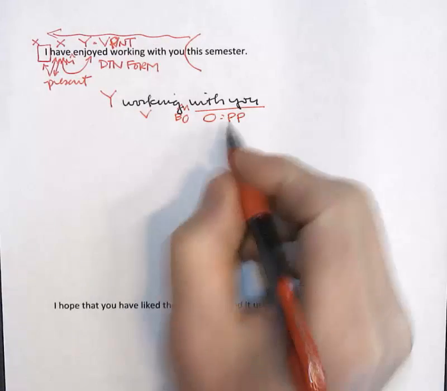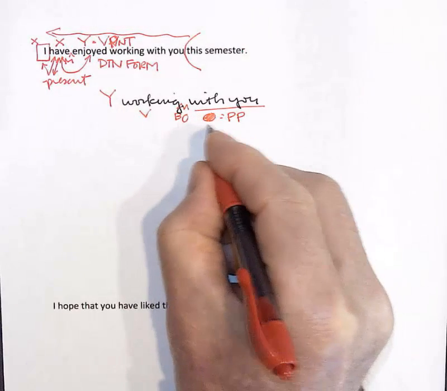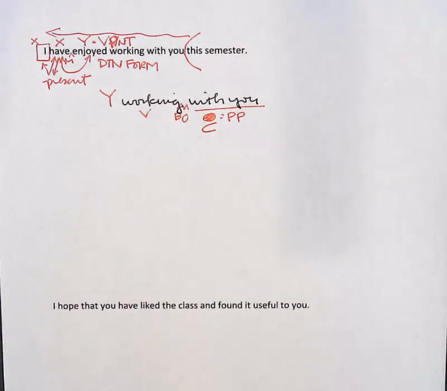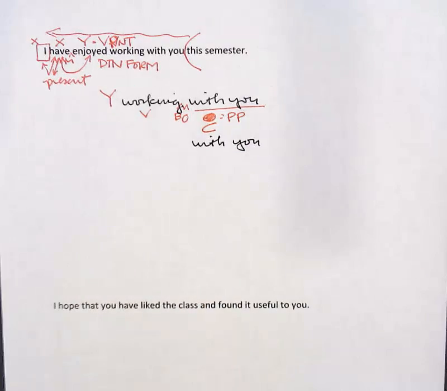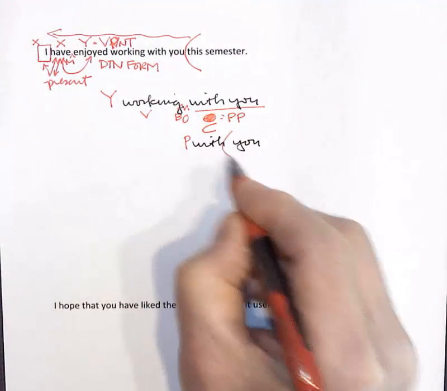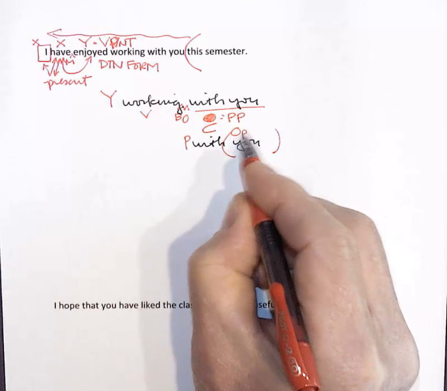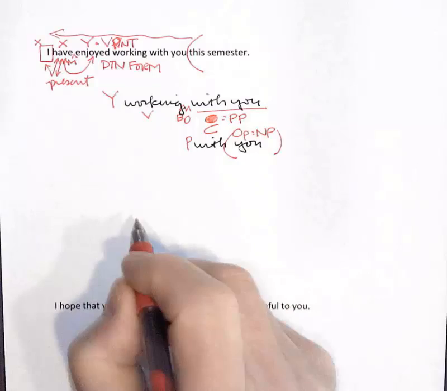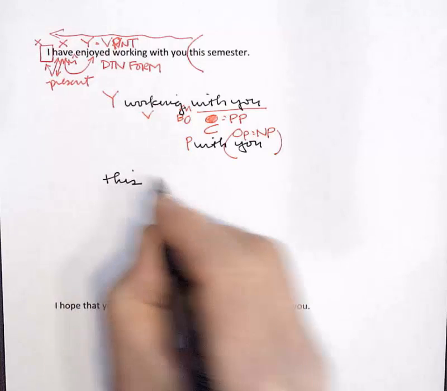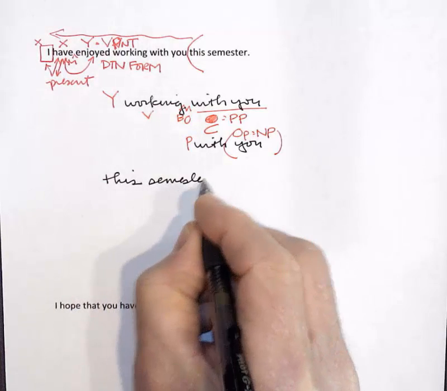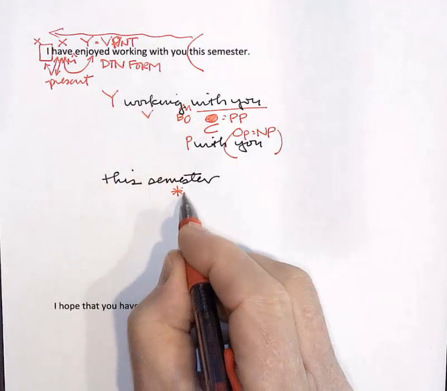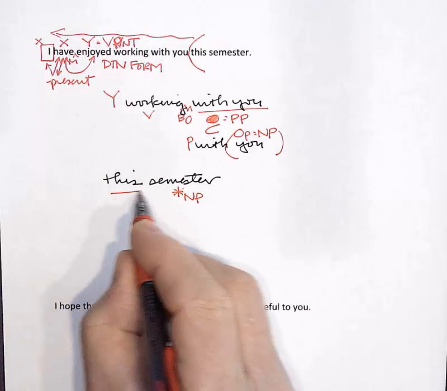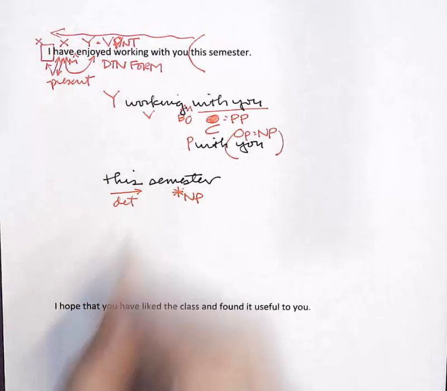Oops, excuse me. Objects can never be prepositional phrases. It's the complement. Okay. And with you, with is the preposition, and you is the object of the preposition. It's a noun phrase. Let's take a look at the shifter this semester. It's a noun phrase. Semester is the noun phrase head. And this is a modifier. It's a determiner. Done.